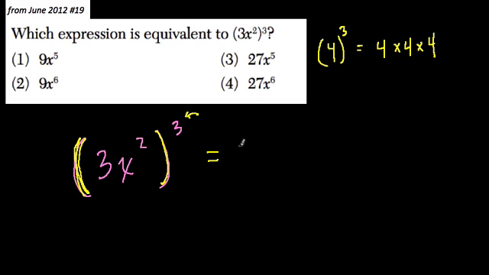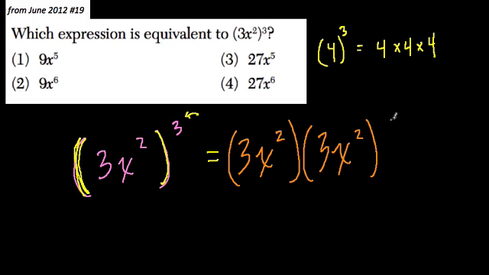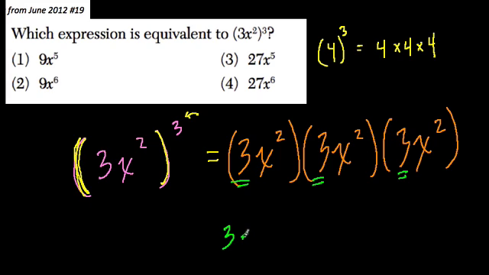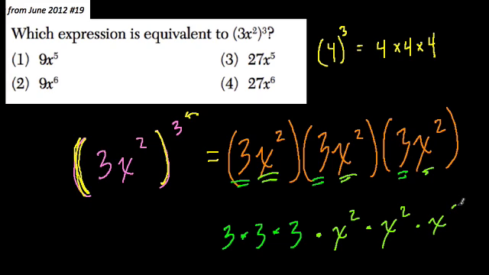So this means we have what? Well, 3x squared times 3x squared, I'll use parentheses here, times 3x squared. Here we're multiplying everything, so we can rearrange. I could multiply all the 3's first, so that's really 3 times 3 times 3, and then we can multiply our x squareds. That's times x squared times x squared times x squared.